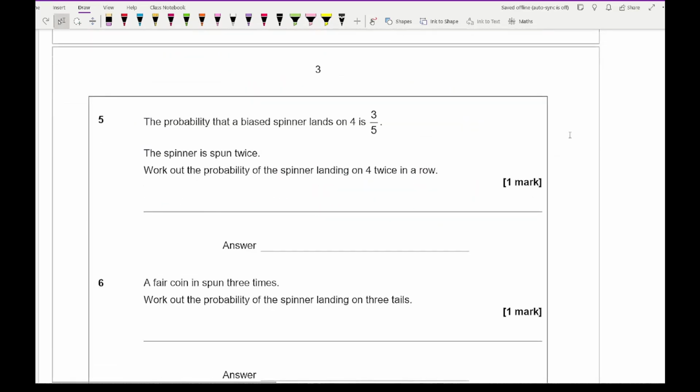Moving on to question 5, it says the probability that a biased spinner lands on a 4 is 3/5. The spinner is spun twice. What is the probability of the spinner landing on a 4 twice in a row? So again, we want the spinner landing on a 4 the first time and the spinner landing on a 4 the second time. So it's going to be 3 times 3, which is 9, 5 times 5, which is 25. Then just double check to make sure that simplifies, which it doesn't. So there is my final answer.